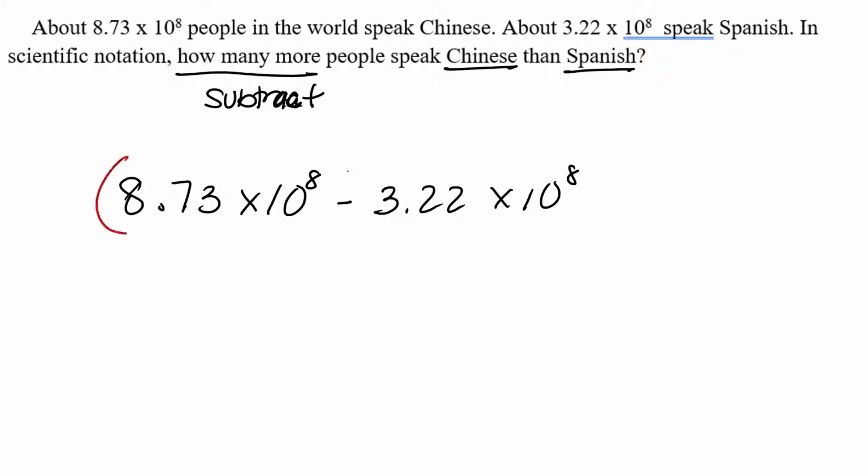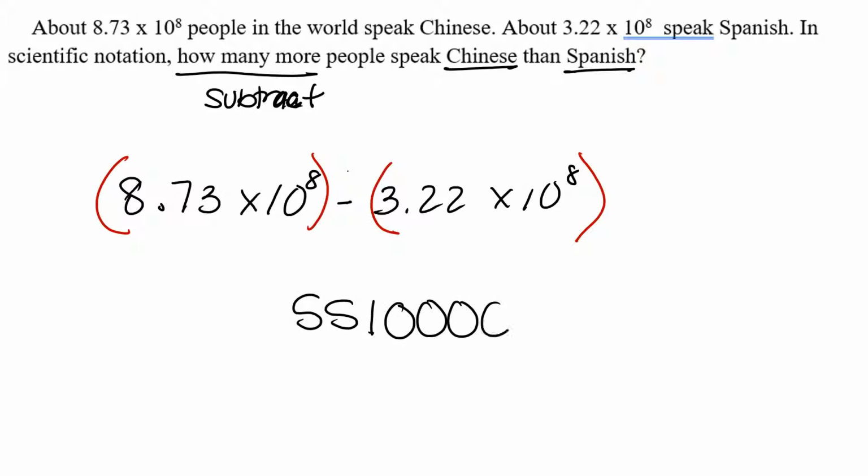Both of these problems are in scientific notation, so we do need to use parentheses when we type it in. Parentheses 8.73 times 10 to the 8th power, minus, and then again using parentheses for the second problem, 3.22 times 10 raised to the 8th power. And we get the answer of 551 followed by 6 zeros.